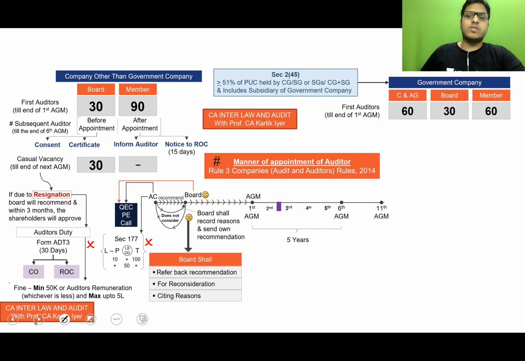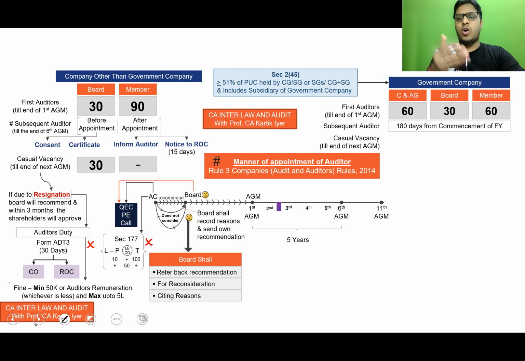Sir, in the case of government companies, is the auditor appointed again for a 5-year period? The answer is no. So they have said here that the subsequent auditor will be appointed within 180 days from the commencement of the financial year. So every year the auditor will be appointed. Every year the subsequent auditor will be appointed within 180 days from the commencement of the financial year.